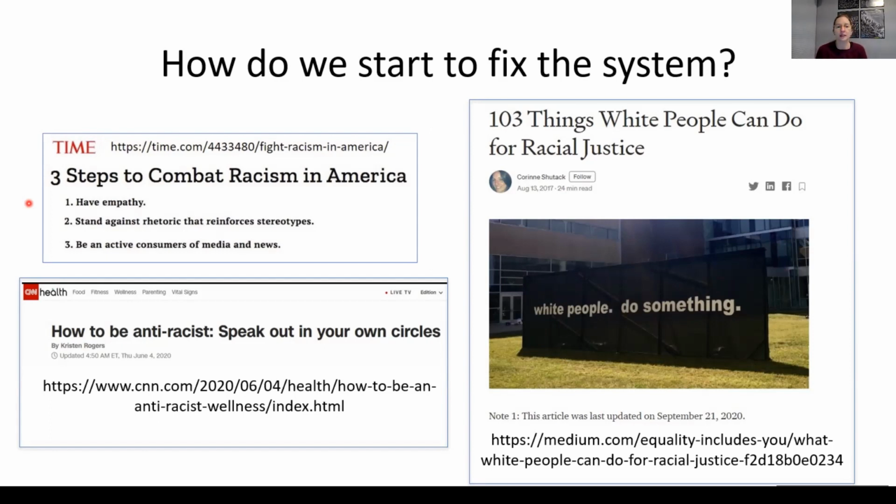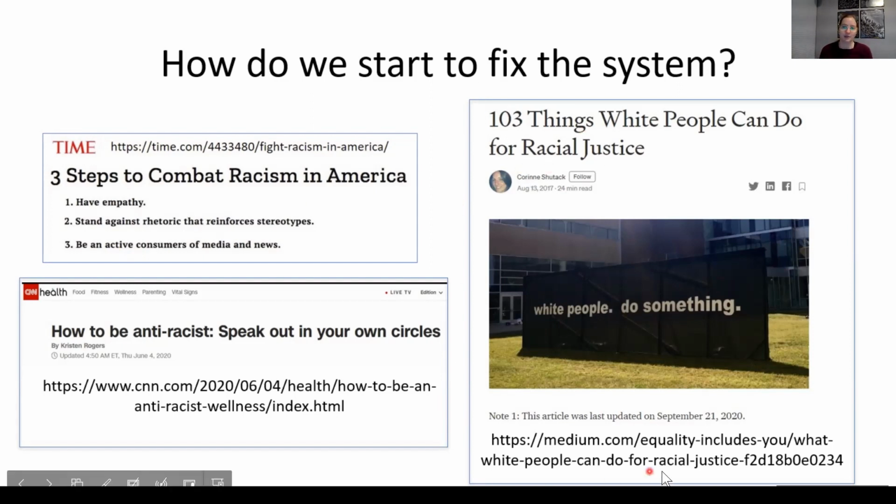And then the third is being an active consumer of media and news. By active, they don't mean a lot, they mean being critical. So that means using the CRAP tests like we learned last term to evaluate what you're reading, to figure out whether or not it's biased, to figure out whether or not it's trying to sway your opinion, and then deciding if you should be internalizing it or not. Excuse me.